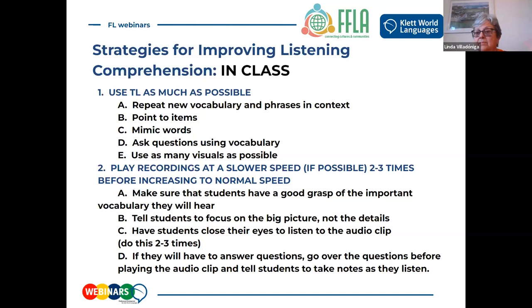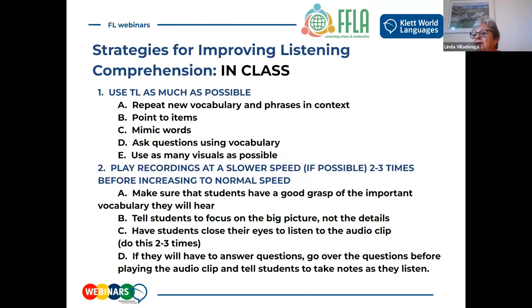Play recordings at a slower speed, if possible, two or three times before increasing to a normal speed. Let them gain confidence. Let them be sure that they understand what's being heard before you jack it up to the next speed. They have to be able to understand what they're listening to, or they just tune it out. Tell students to focus on the big picture, not the details. If they don't catch a word, that's okay.